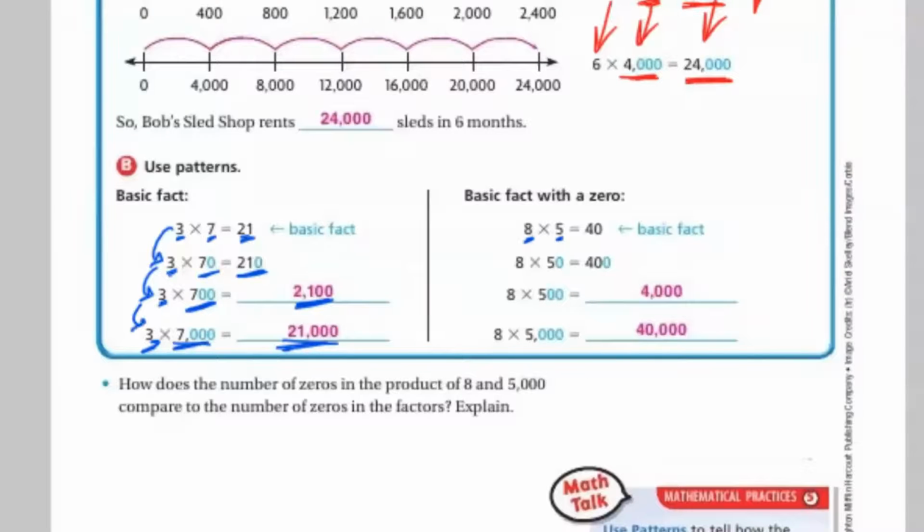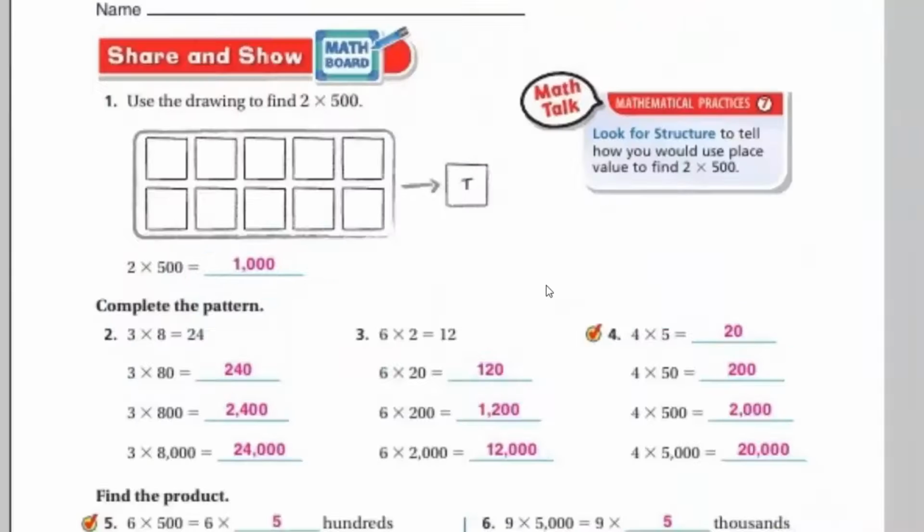8 multiplied by 5 equals 40. 8 multiplied by 50 equals 400. Okay, so we have here 0, put it here as the same. And we have also 8 multiplied by 500 equals 4000, and 8 multiplied by 5000 equals 40,000. So let's add zeros. Okay, let's move to the next page.